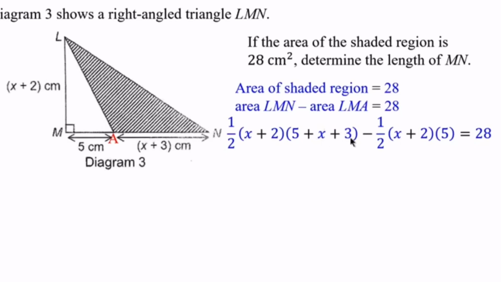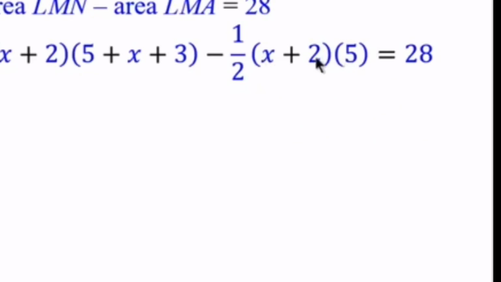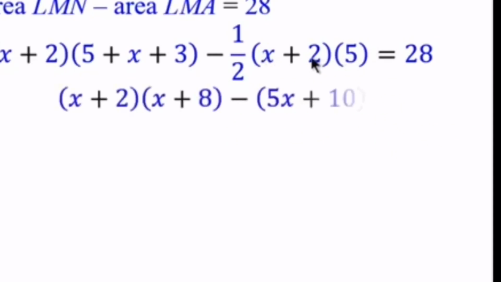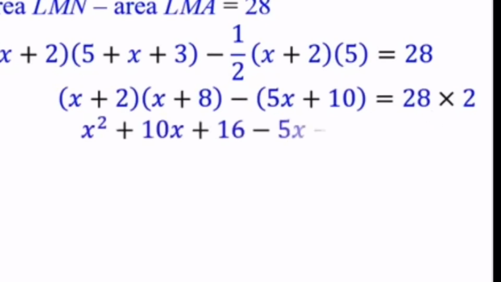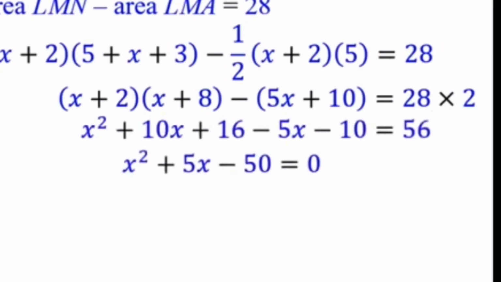Okay, and you see the MN is actually 5 plus x plus 3. So now we will simplify the algebra. So I will do expansion. So x plus 2, 5 plus 3 is x, so (x + 8)(x + 2) minus 5x plus 10 equal to 28 times 2. So I have to times 2 because there is a half there.